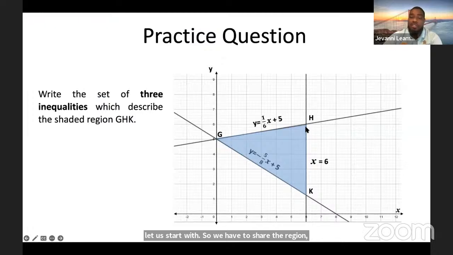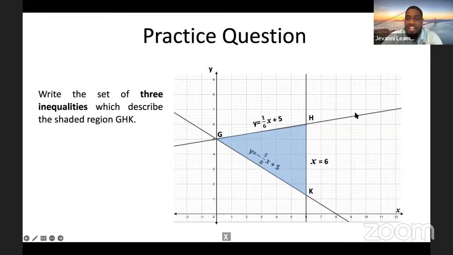So let's start with the line x equals 6. What inequality are we using that line x equals 6 as a reference for? So what inequality does that speak to? X is greater than or equal to 6? X is greater than? You sure about that one? I think that's x is equal to 6. All right, that's the line, remember.